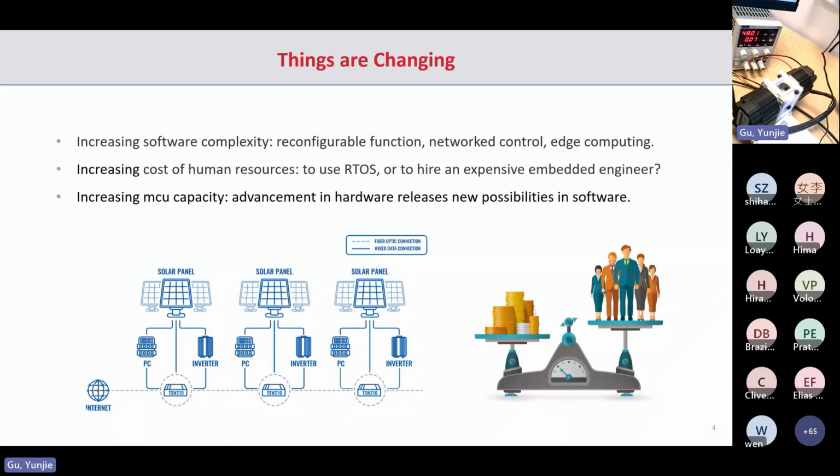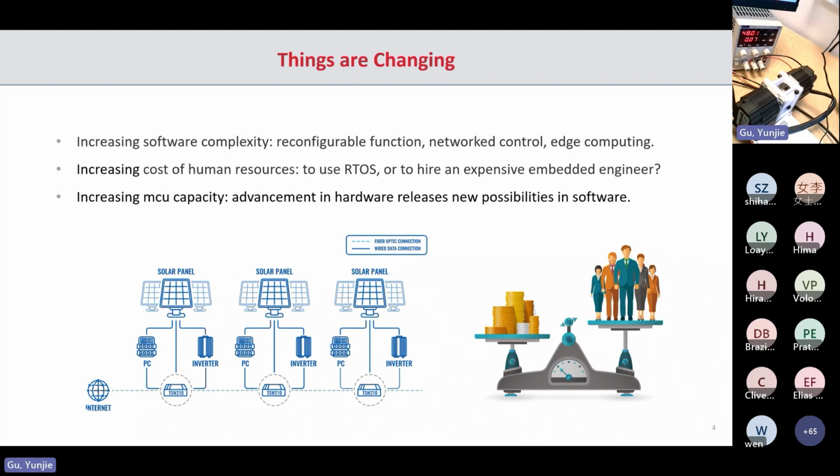It's not just a standalone inverter. These inverters are organized in a network, and they communicate with each other with some central control unit. So the control is becoming more complicated. And sometimes we also want to deploy edge computing on these control MCUs. So the software becomes more and more complicated. And the second reason is that embedded engineers in the power industry are getting more expensive.